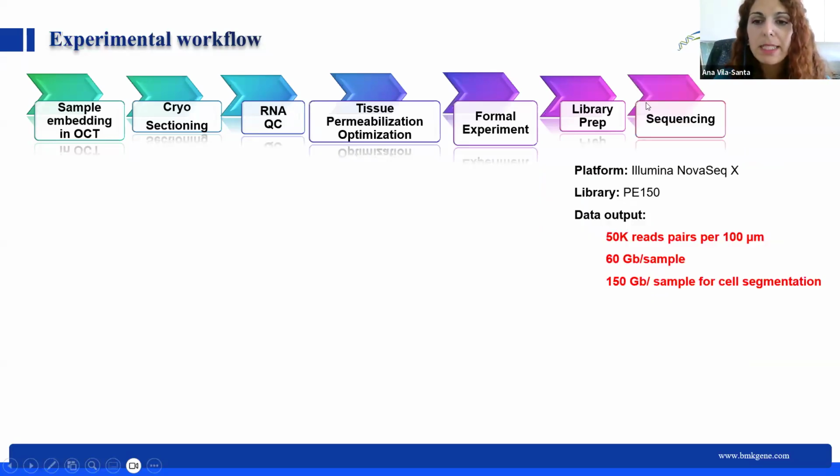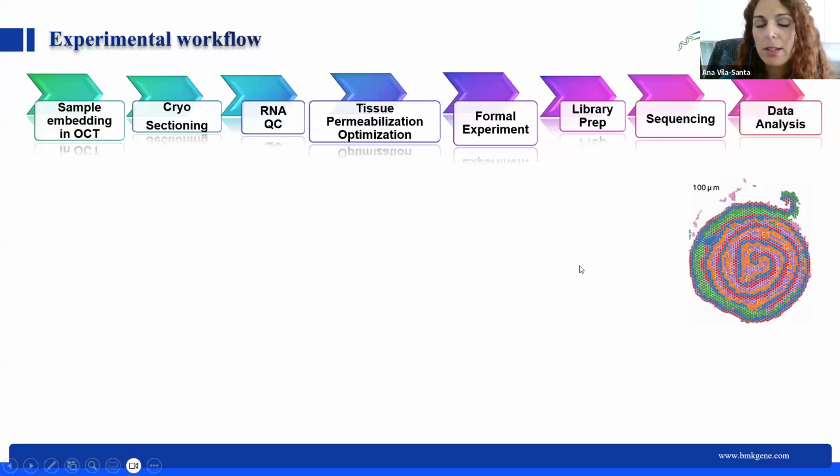After having the library, we sequence it in Illumina NovaSeq. For this setting, we use paired-end reads that have 150 base pairs of length. And the data output will actually vary between experiments. So the S1000 chip, since it has only 2 million spots, requires less data than the one that has 4 million spots. Also, if we want to do cell segmentation in the project, we require more data so that we can have a precise cell segmentation procedure. So this data recommendation may vary depending on the project.